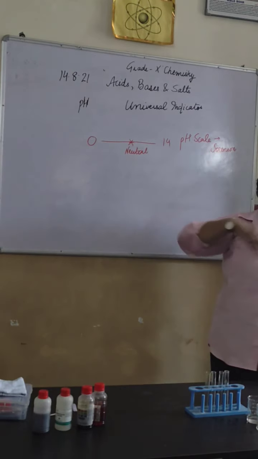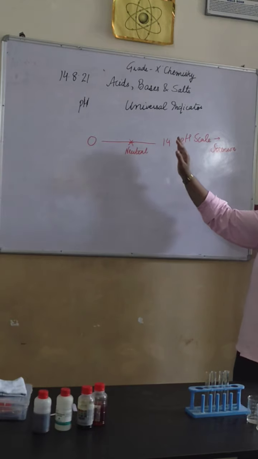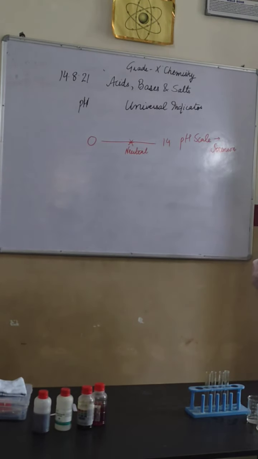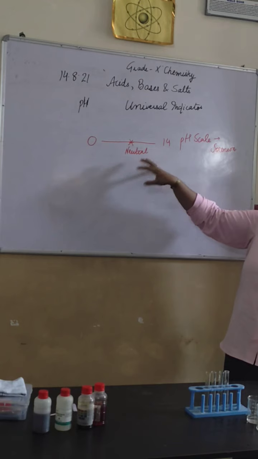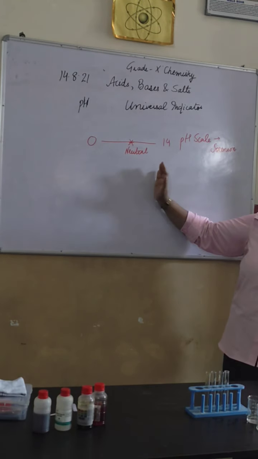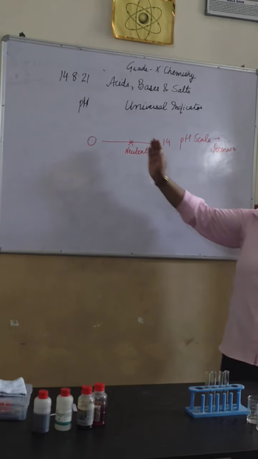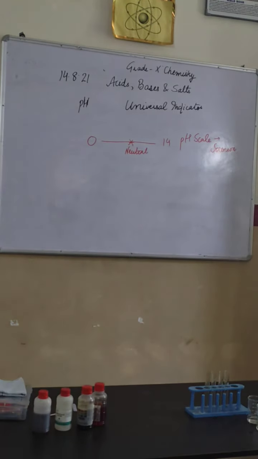If the pH is more, it means the solution is more basic. If pH is less, it means the solution is more acidic. Or, the more the pH, the more is the concentration of OH negative ions and the more is the basic character. Or, the less the pH, the more is the concentration of H plus ions and the more is the acidic strength. Okay?